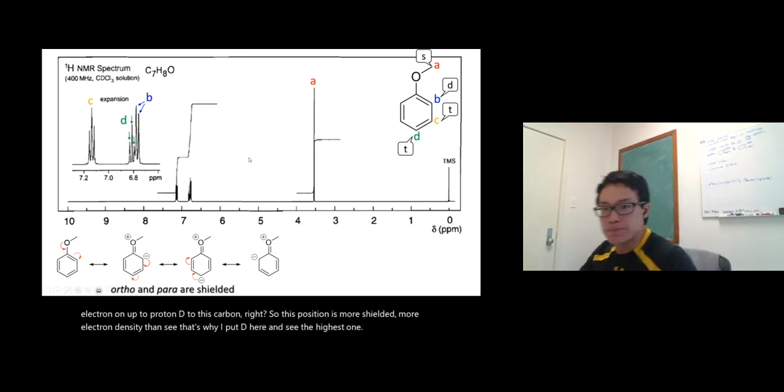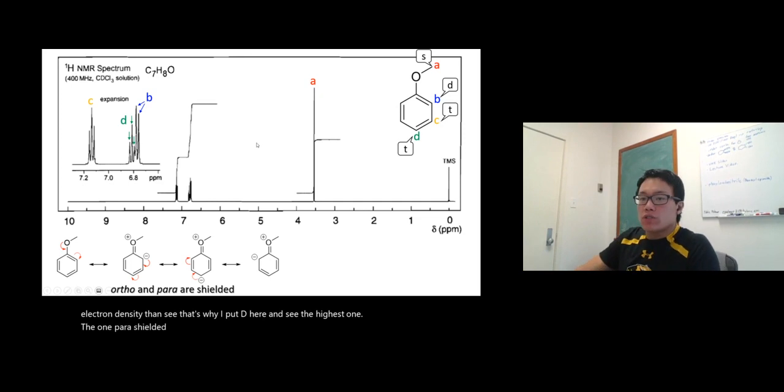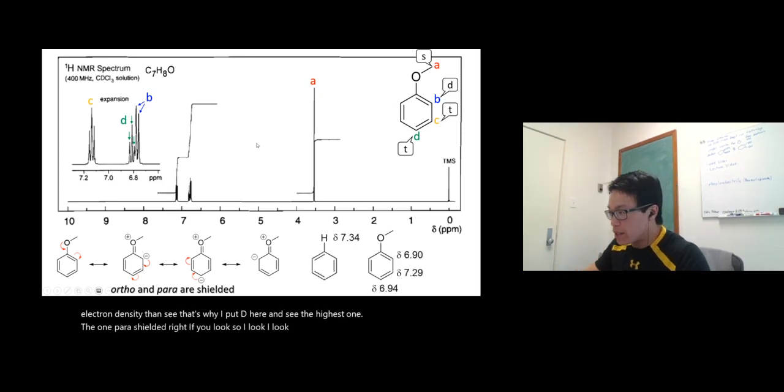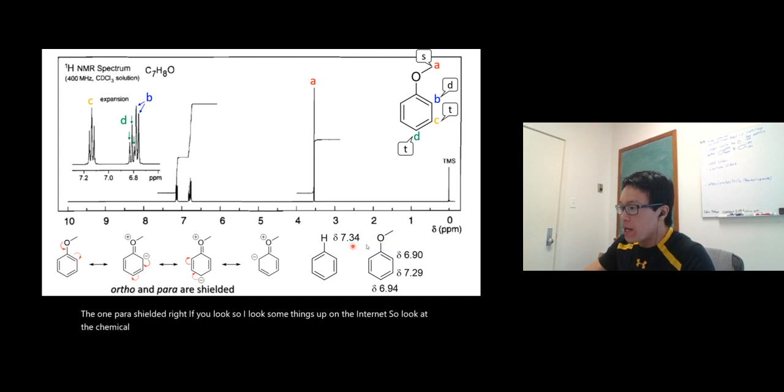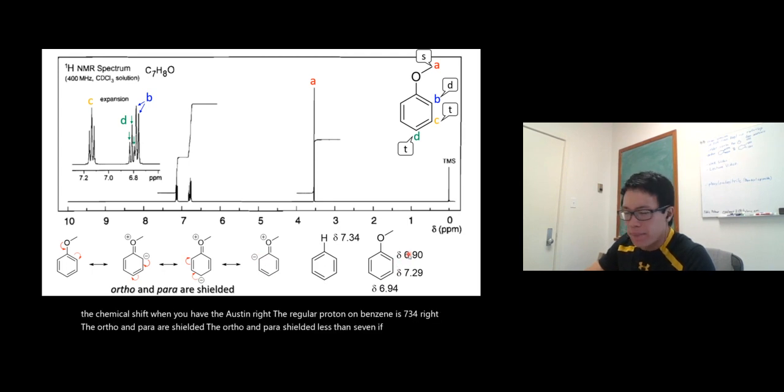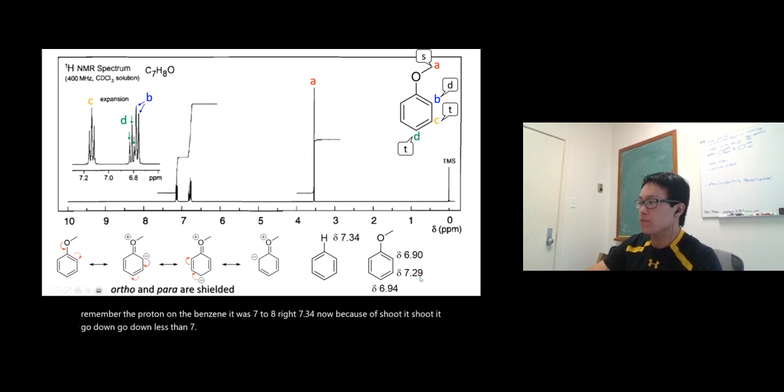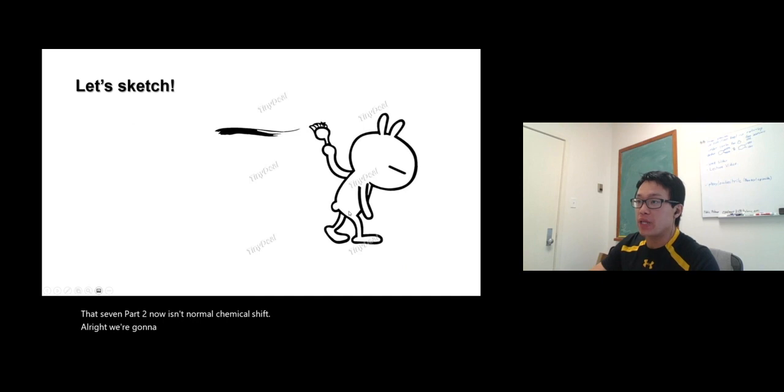All the ones ortho and para are shielded. I looked some things up on the internet. Look at the chemical shift. When you have the oxygen, the regular proton on benzene is 7.34. The ortho and para are shielded, at less than 7. If you remember, the proton on benzene is about 7 to 8, at 7.34. Now because of shielding it goes down to less than 7. At 7.29, this is the normal chemical shift. All right, we're going to sketch together. You have to be familiar with it. Let's sketch.